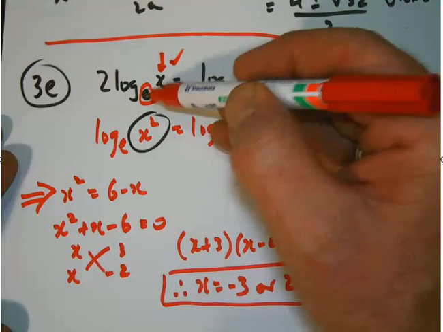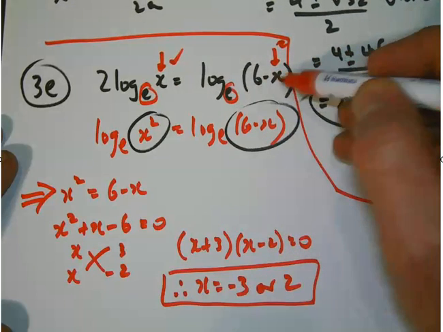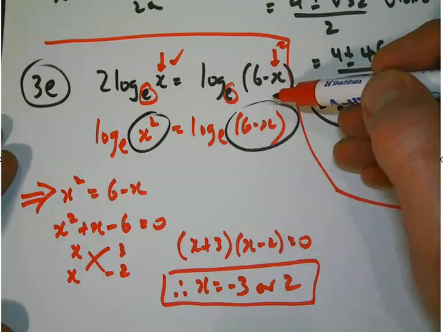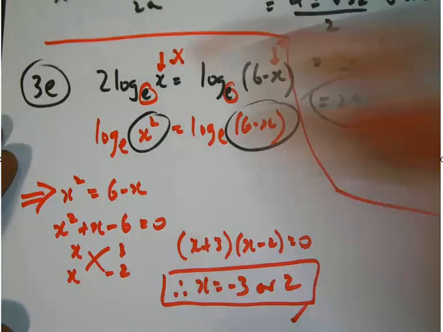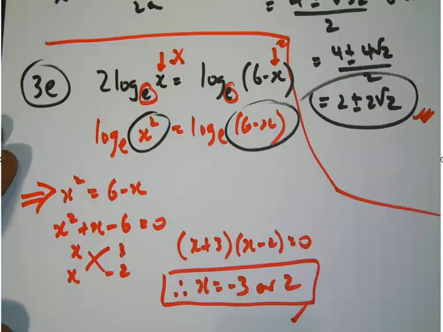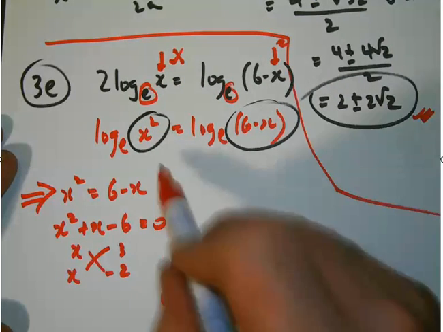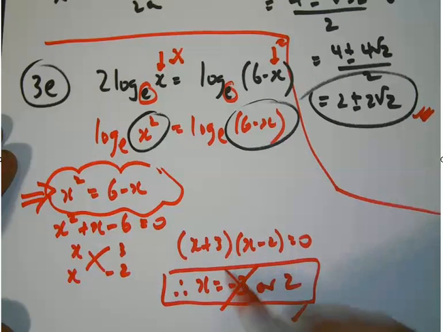I can take log base e of 2, and if 2 goes there, I can take log base e of 6 minus 2, which is 4. Can I substitute negative 3 in here? And the answer is no, because I can't take log base e of negative 3. So while I get 2 answers from the algebra of solving this, in the context of this logarithm, minus 3 is a non-solution, therefore x only equals 2.